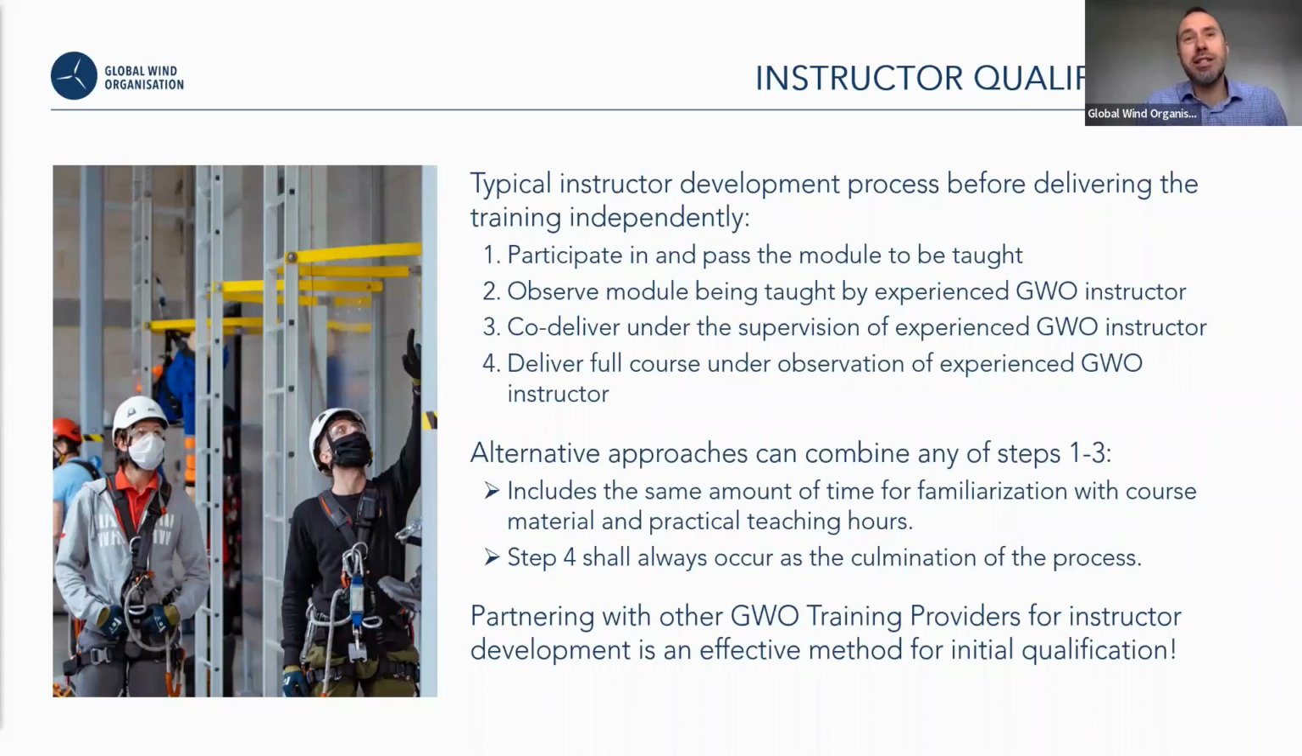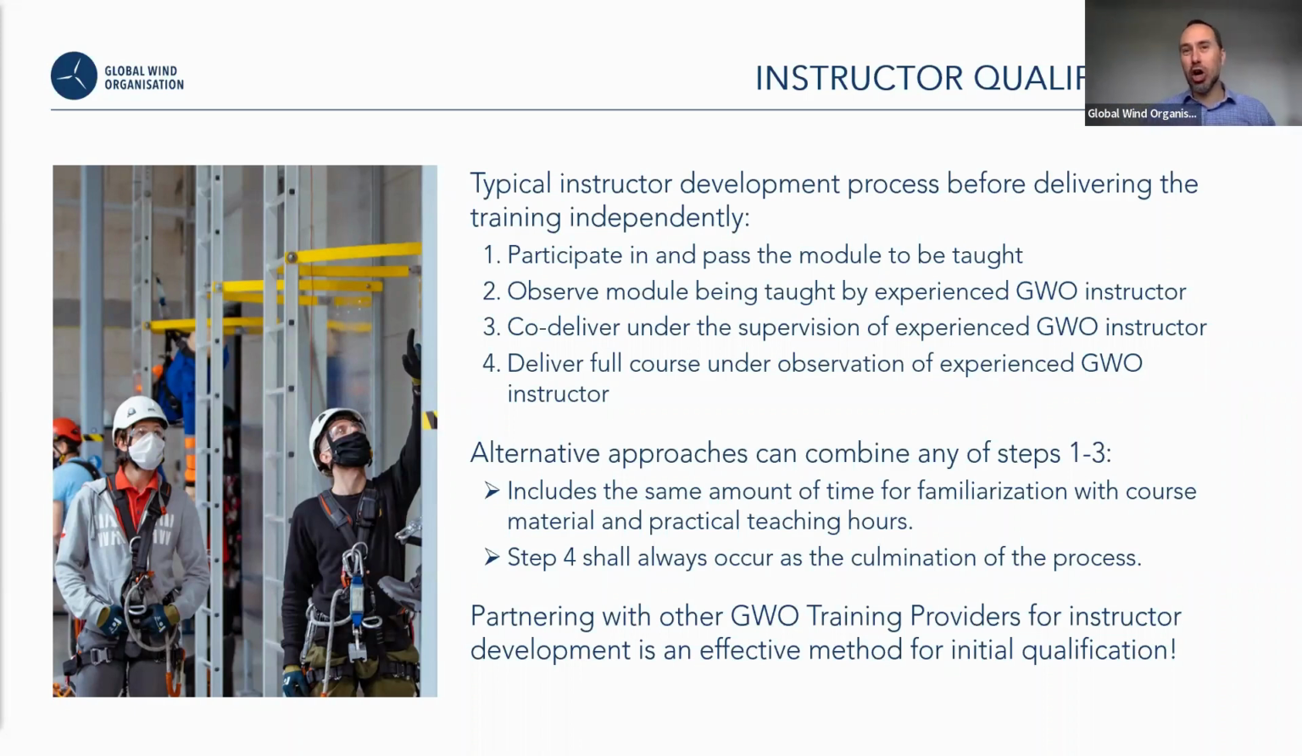So, instructor development process. The GWO standard outlines essentially what I call the 0 to hero process, taking somebody who's coming into your organization and building them from a starting employee into a qualified instructor. And that's where these 4 steps get outlined. They need to participate in the modules that they're going to teach. They need to observe those being taught by an experienced instructor. They need to go through a process of co-delivering under the supervision of an experienced instructor. And then their final qualification step is delivering the full course under observation.